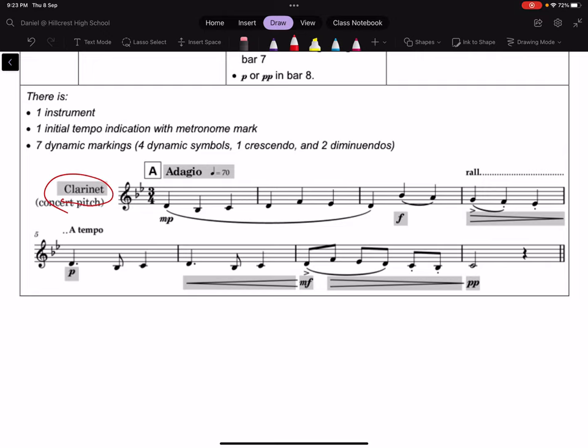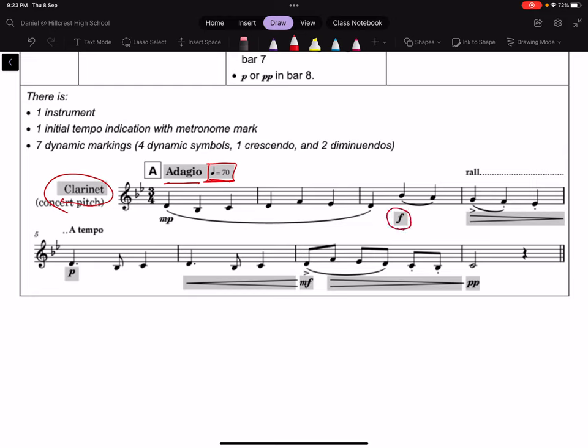It was a clarinet, and I did say the tempo was between 60 and 70, and it was actually 70. Adagio means slow, so if you wrote adagio, that's fine. So here are our dynamic changes.